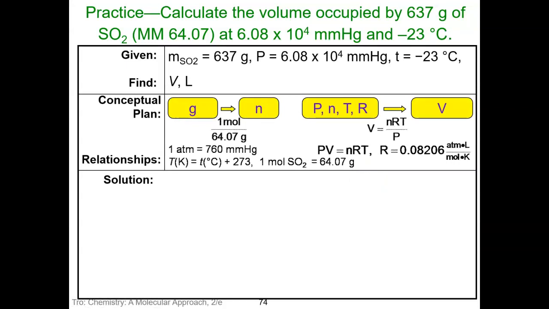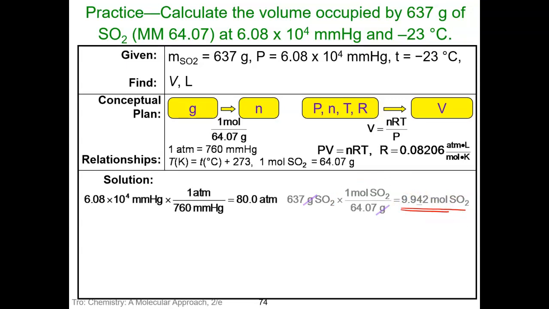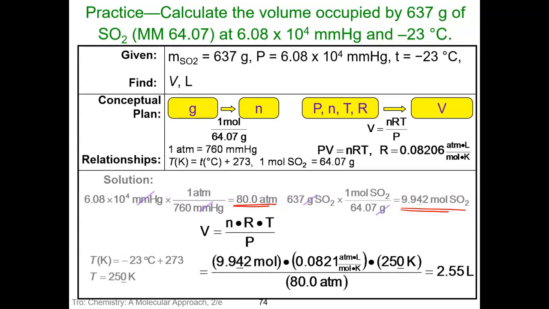We got to get those to moles. So we just use our molar mass, easy peasy, and convert it to moles. Our pressure has to be in atmospheres. Our temperature has to be in Kelvin, and then we just plug it in, and we get 2.55 liters. We check our units, and they do indeed match.